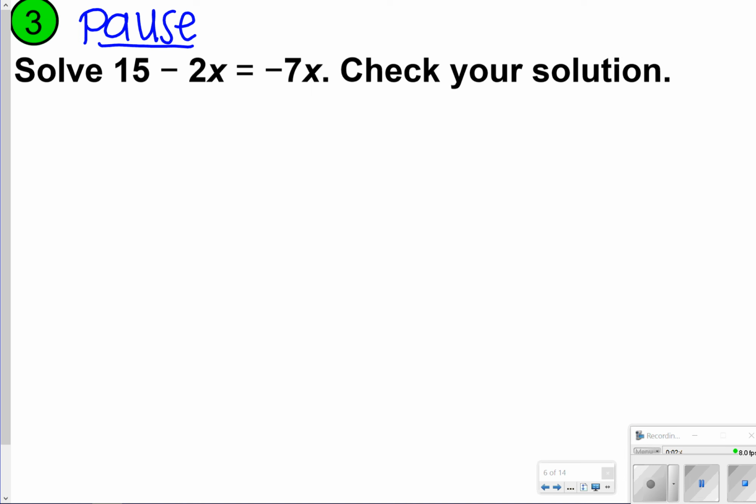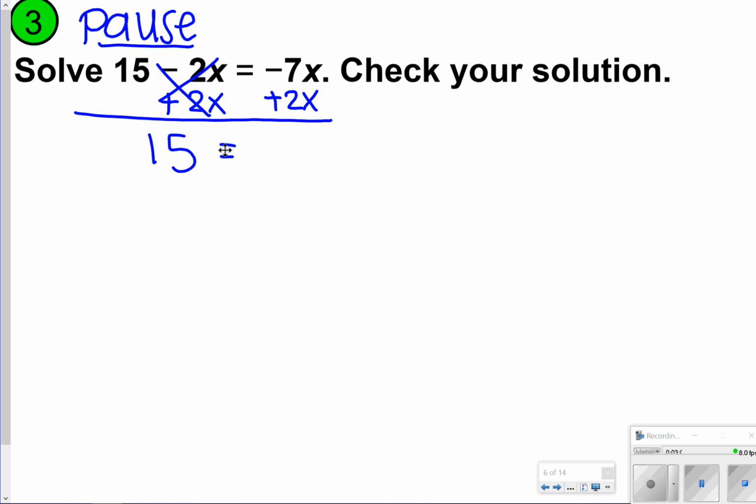Okay, so by now you should have noticed or solved your problem. And you notice that the negative 2x is away from the negative 7x. So I'm going to add negative 2x to this side over here. Okay. These two x's cancel out, so all I'm left with is 15 on the left side, which is perfect. I needed that constant by itself.